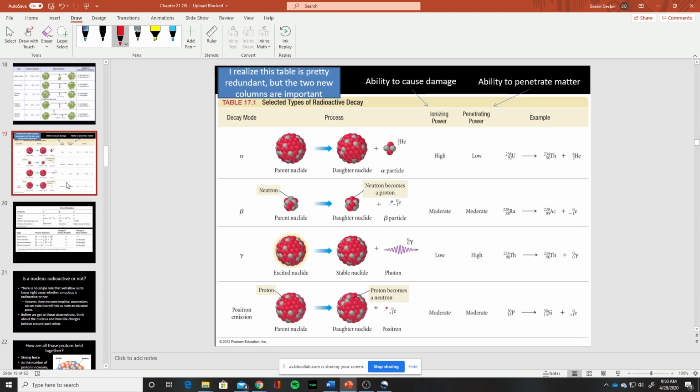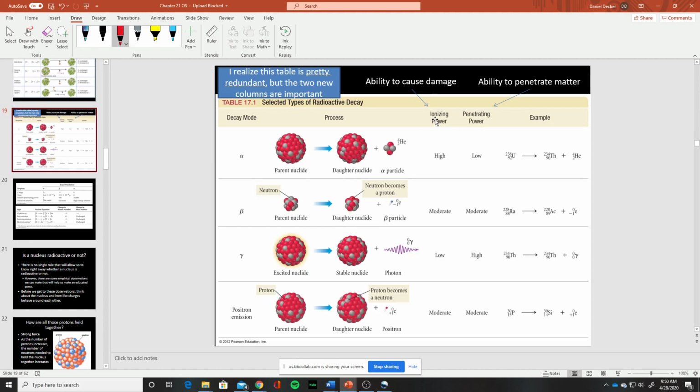Right. In addition to that, I do expect you to know the relative ionizing and penetrating power of the different kinds of radiation that are released by these processes. So just understanding that alpha particles, while they do have the highest ionizing power because they're so large, it's very easy to protect yourself from them. Gamma rays are the exact opposite. They don't have as much ionizing power, but it's very difficult to shield yourself from them. And then the beta and positron are in the middle.